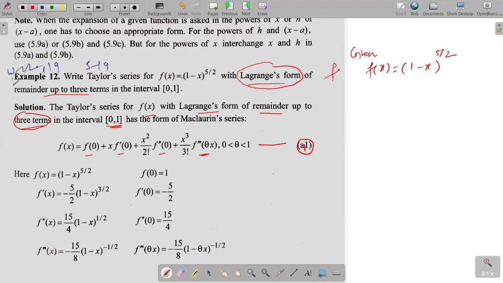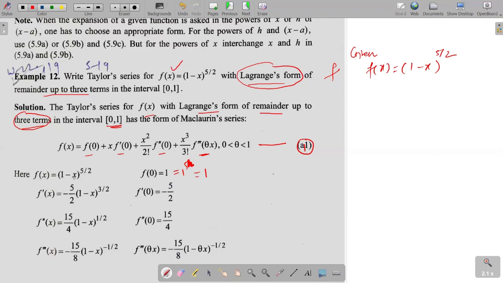So आपल्याकडे ऑलरेडी f of x given आहे. Just put here x is equal to 0. We get 1 to the power 5 by 2, which is equal to 1. ओके. नेक्स्ट किती डेरिव्हेटिव्ह लागणार आहे आपल्याला? 3 डेरिव्हेटिव्ह लागणार आहे. तर याला डिफरन्शिएट करून टाका 3 वेळा.